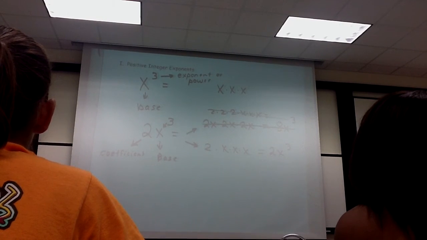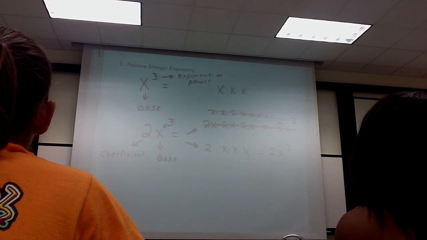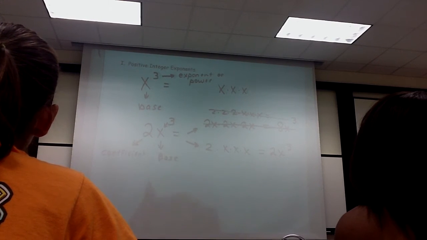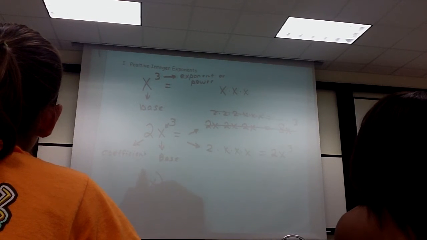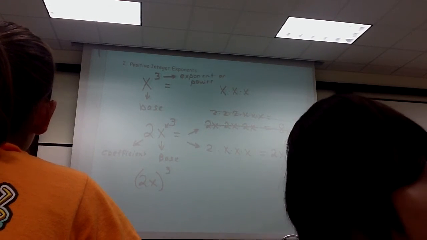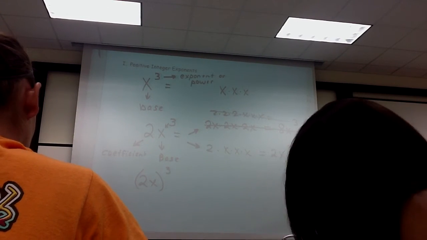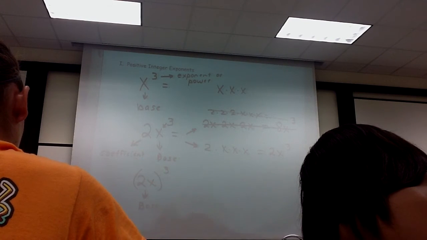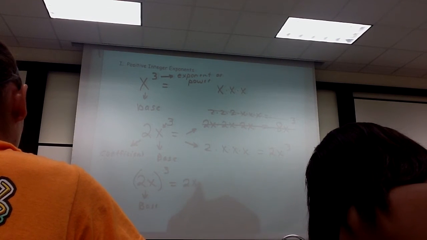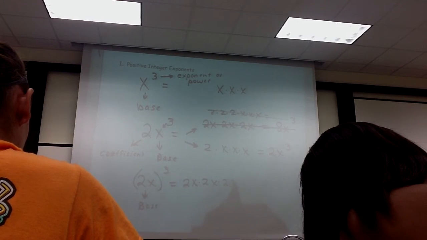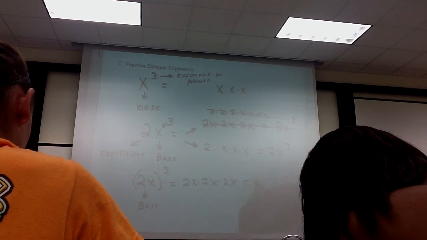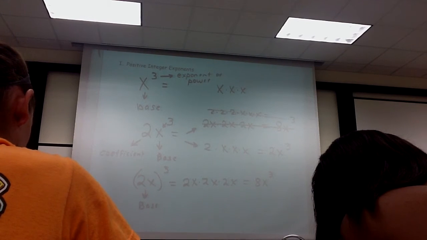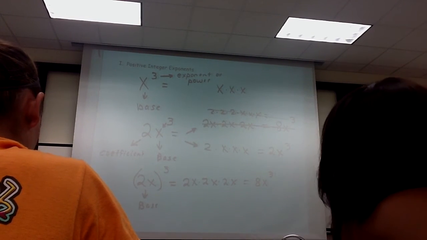Hey, what if I wanted to make 2x the base? Parentheses. So if I want 2x to be the base, I can very simply bring that about just like that. 2x is now the base. And that does mean 2x times 2x times 2x. And the commutative property of multiplication says that is going to be 8x to the third in a simplified expression.